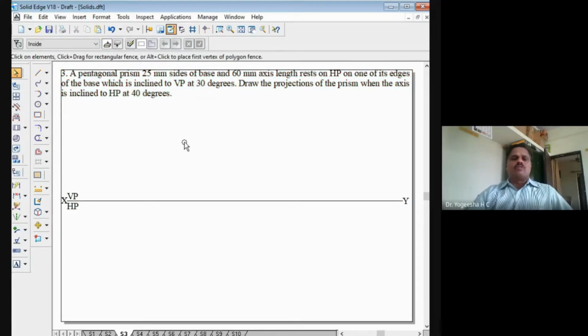It is similar to the first problem, and the resting edge is inclined to VP by 30 degrees, and the axis is inclined to HP by 40 degrees. Now we'll go for drawing the solution for this problem.